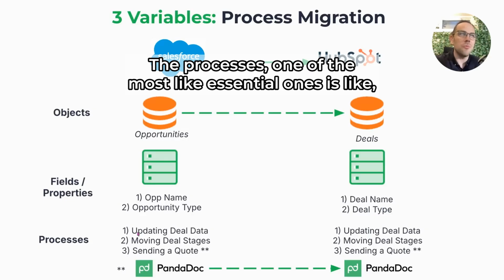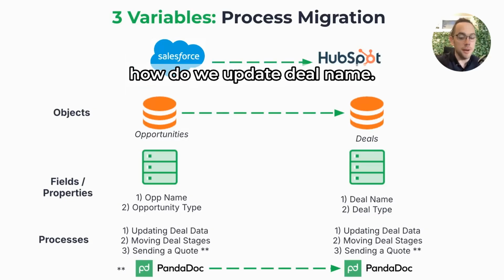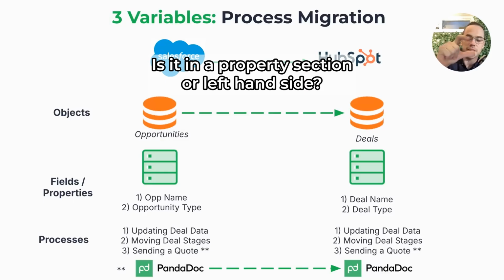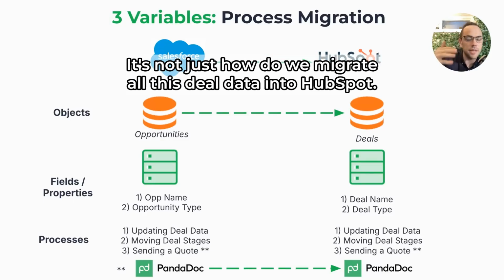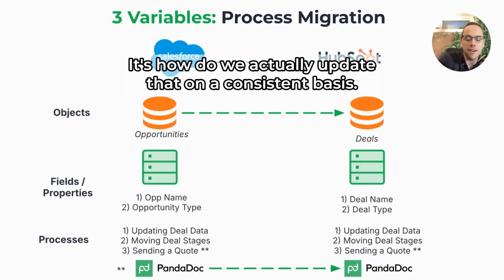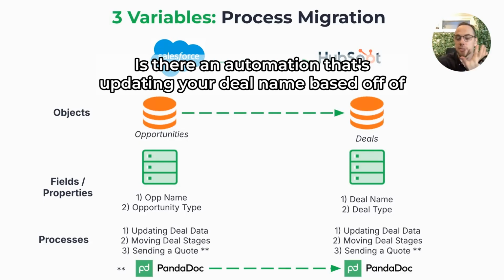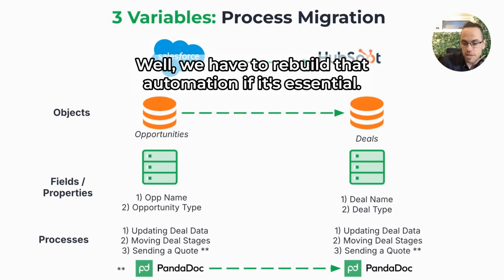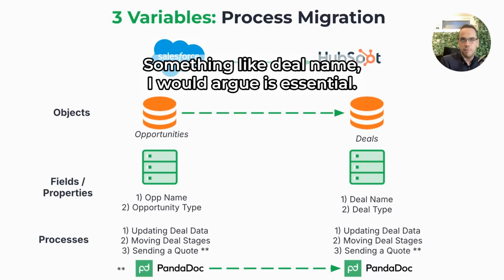One of the most essential processes is how do we update deal name? How do we update deal properties? Is it in a property section on the left-hand side? Is it in the middle section? It's not just how do we migrate all this deal data into HubSpot. It's how do we actually update that on a consistent basis? Is there an automation that's updating your deal name based off of company name and other aspects? Well, we have to rebuild that automation if it's essential. Something like deal name, I would argue, is essential.